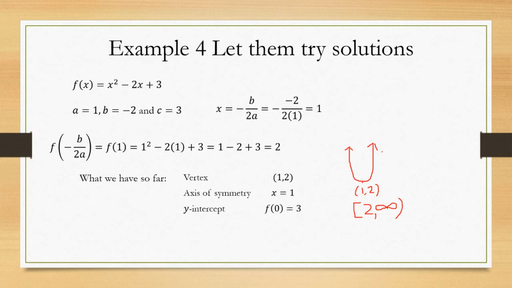Again, the range is all possible y values. It's going to be from the vertex either up to infinity or down to minus infinity. In this case, it's going up, so we go from 2 to infinity. That's what we have here.